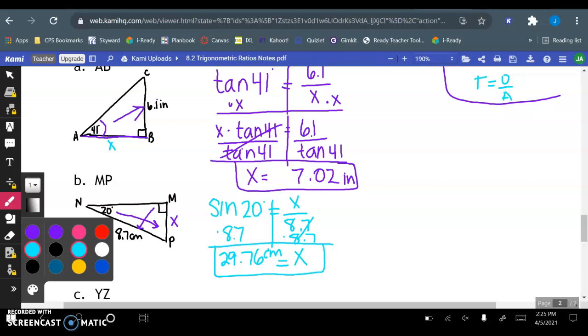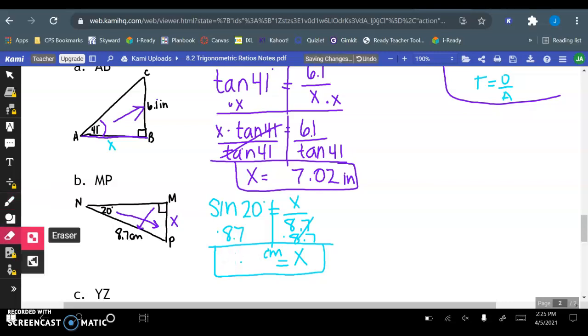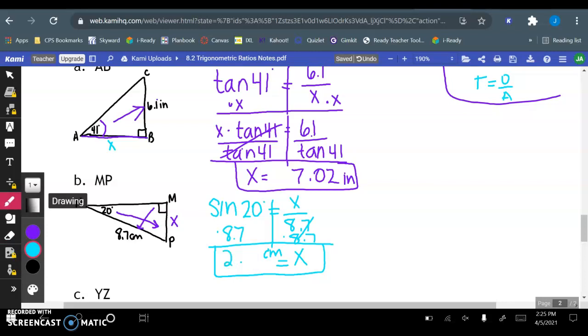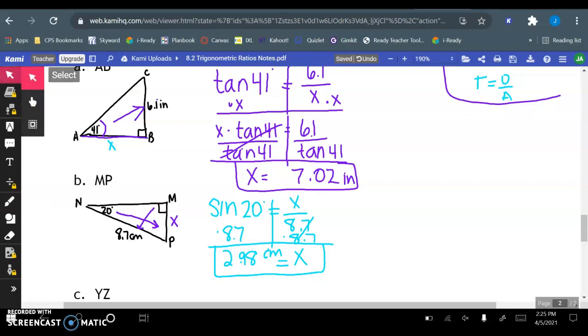And I'm going to go back. I typed in 87 in my calculator, so it's not 29.76. It is actually 2.98 centimeters. That would make more sense, because if the longest side is 8.7, our other side definitely can't be 29. So I knew there was a mistake.